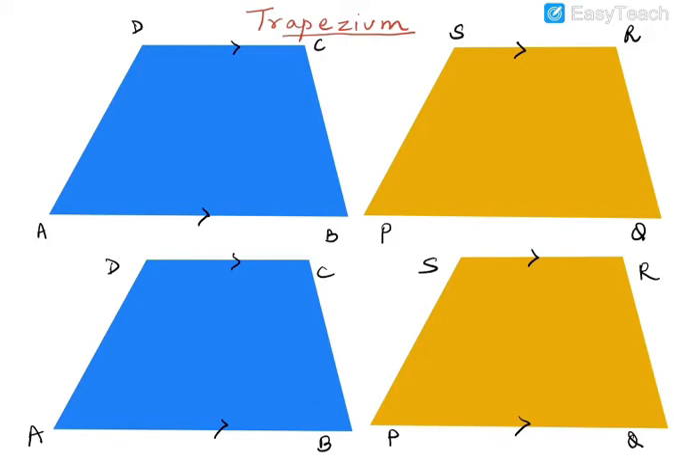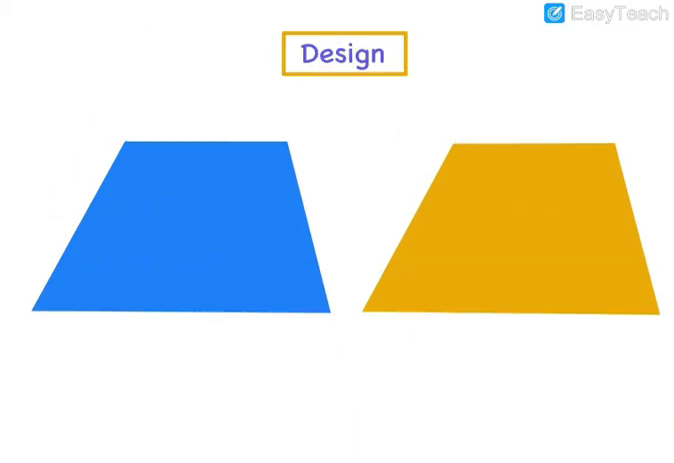So now we have 4 identical cutouts of this trapezium with the color combination as shown in the figure. You can choose any 2 colors that you want. Out of these 4 cutouts, we are going to paste 2 cutouts as design. So on the plain side of the journal, give the heading as design and paste these 2 cutouts as shown over here and label them as trapezium ABCD and PQRS.